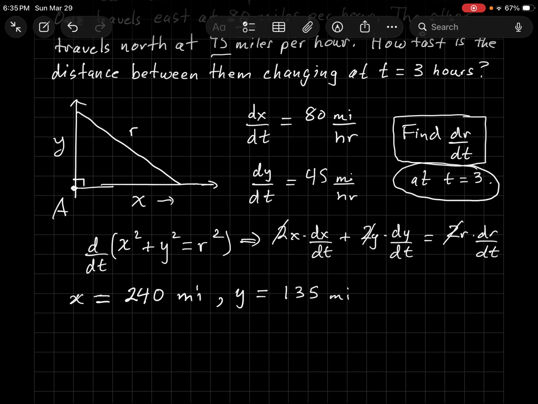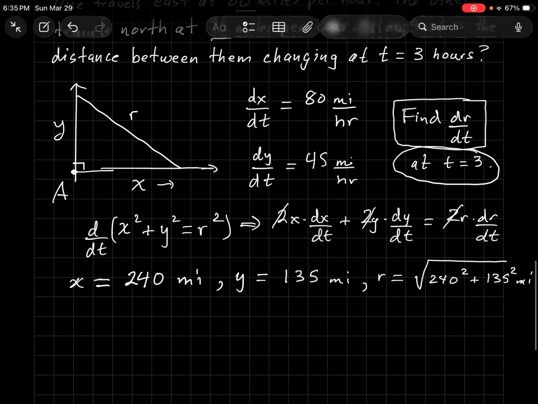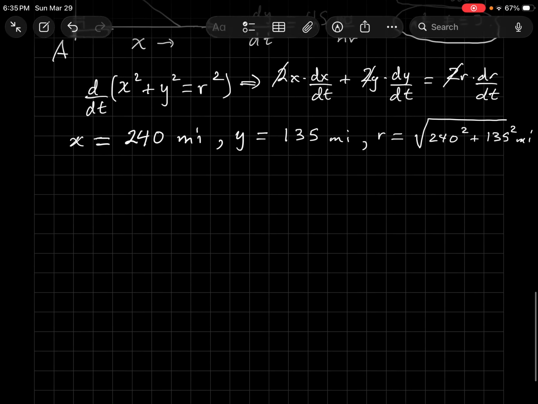Well, how about r? Well, r is Pythagorean theorem. So r is going to be the square root of x squared plus y squared. And now we have all the information that we need to plug into our equation. This is miles. I'll finish off my units. Now I can plug in.